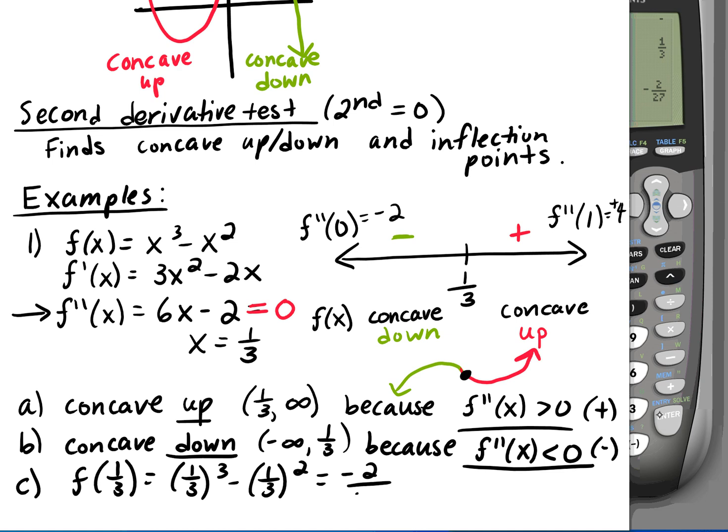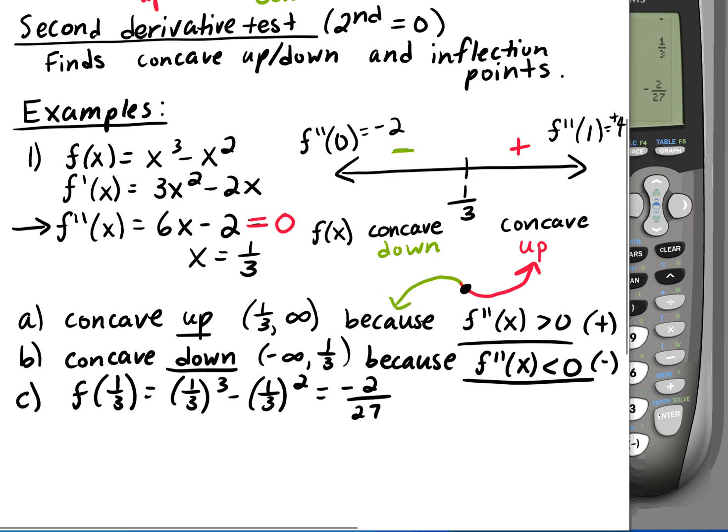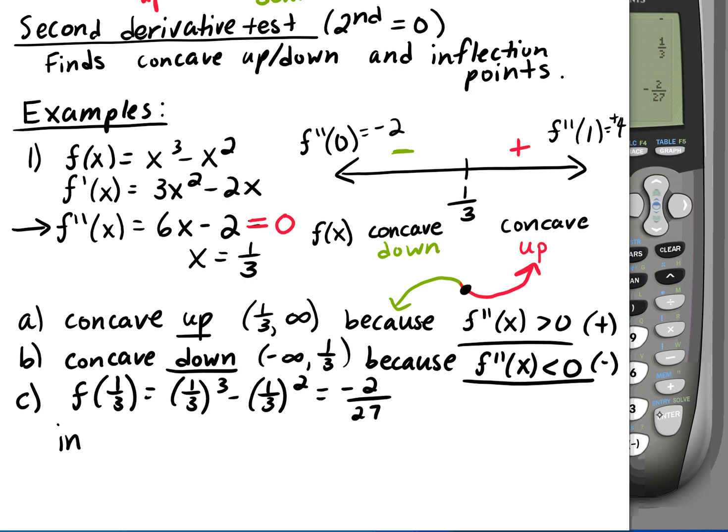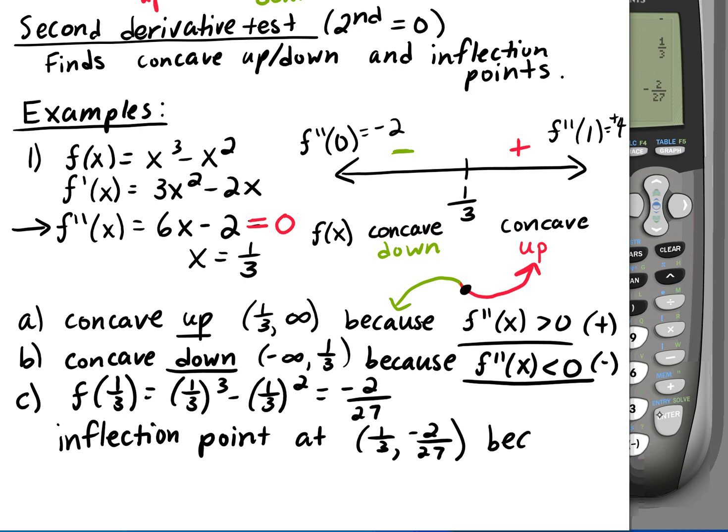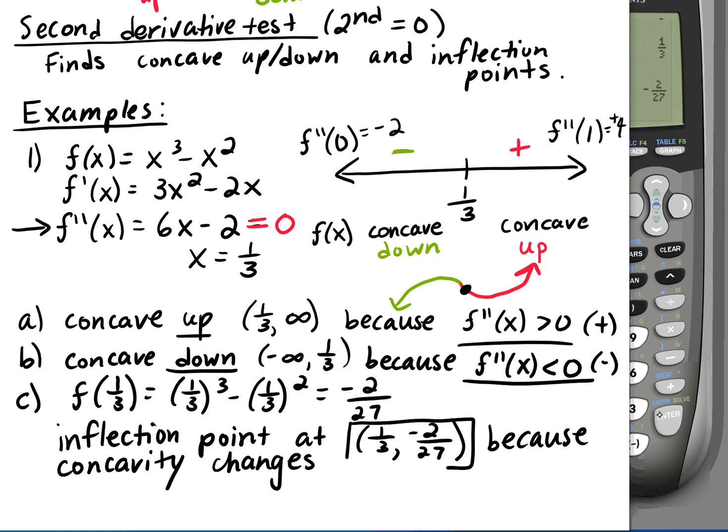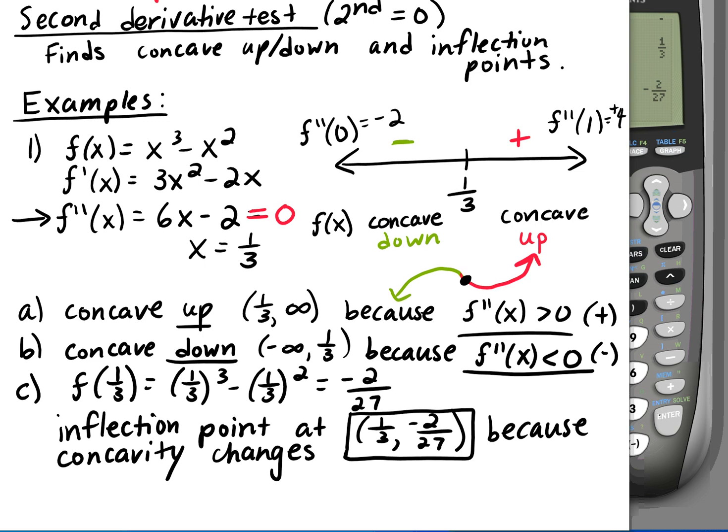So -2/27. And then we're just going to write, we have an inflection point at, and this time we're going to write the entire point out. And the reason we do is because we have that change in concavity. So we only give our reasons for why that's happening. If the whole thing was concave up or the whole thing was concave down, that would not end up being an inflection point. So let's take a look at 2 more examples just to see some varying difficulty levels of these.